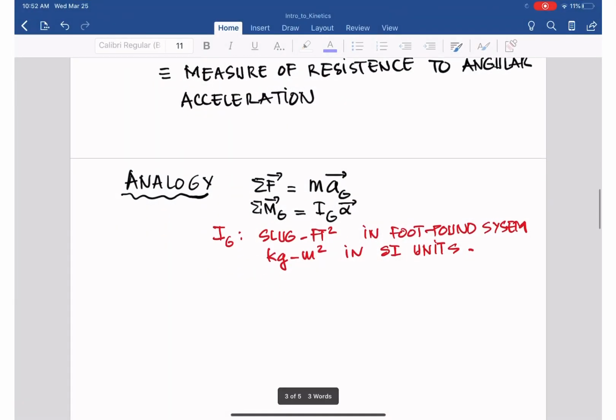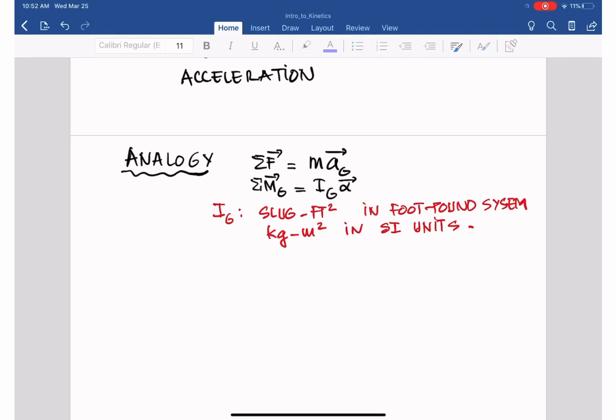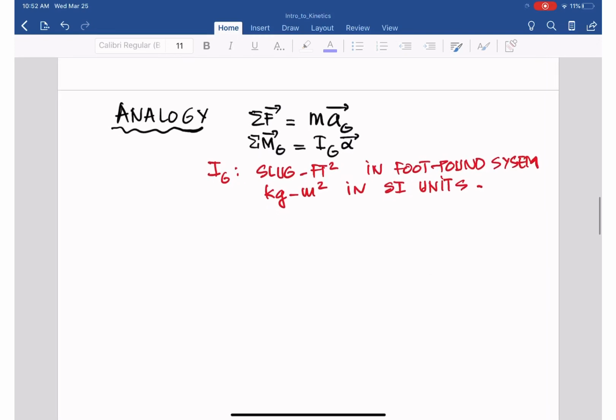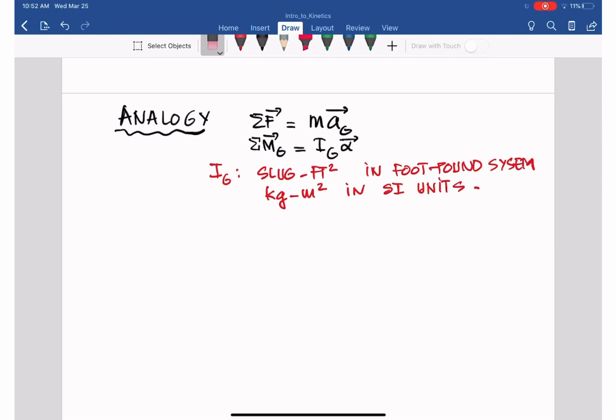So when we talk about rotation about another point, not the center of mass, we use the theorem called the parallel axis theorem, based on the video that I just showed you. So let's talk about the parallel axis theorem when we want to find the mass moment of inertia about a point other than the center of mass. Very important.